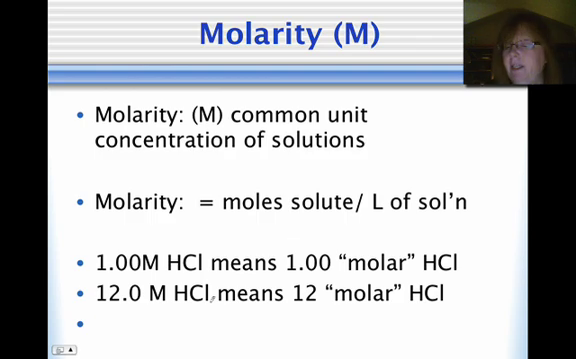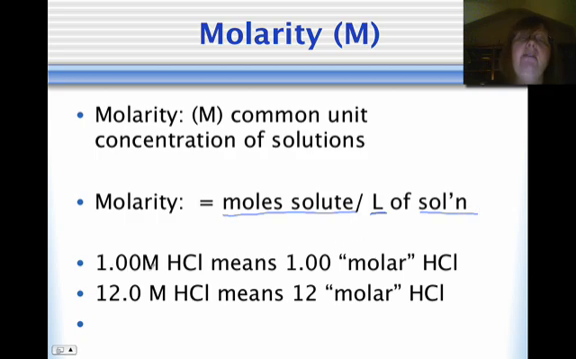Molarity, its definition, and this is what you need to remember, and we're going to be using over and over. Molarity is moles of solute per liter of solution. Moles of solute per liter of solution.